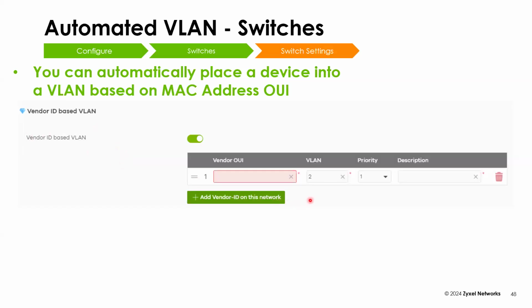The difference here is because it's not just VoIP devices, there's too many manufacturers to have a drop down. So you can simply manually put in the OUI for the vendor that you're using, and it will automatically then assign the device to the VLAN based on that. So really handy to have.